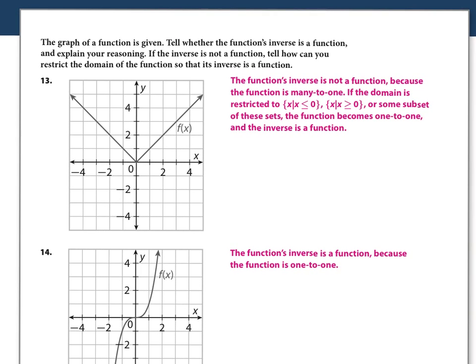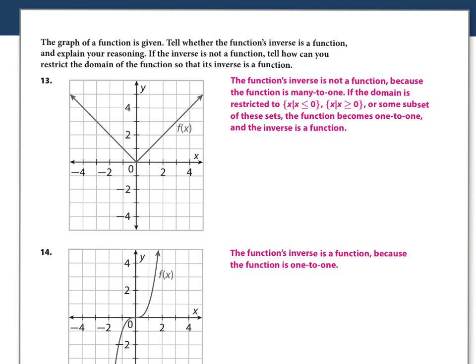The graph of a function is given. Tell whether the function's inverse is a function and explain your reasoning. If the inverse is not a function, tell how you can restrict the domain of the function so that the inverse is a function. Okay, so it says the function's inverse is not a function because the function is many to 1. In other words, it's not 1 to 1.